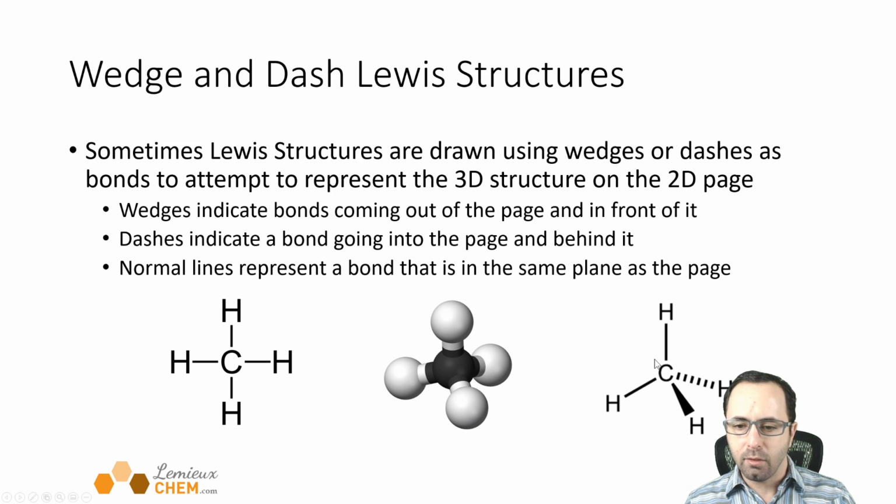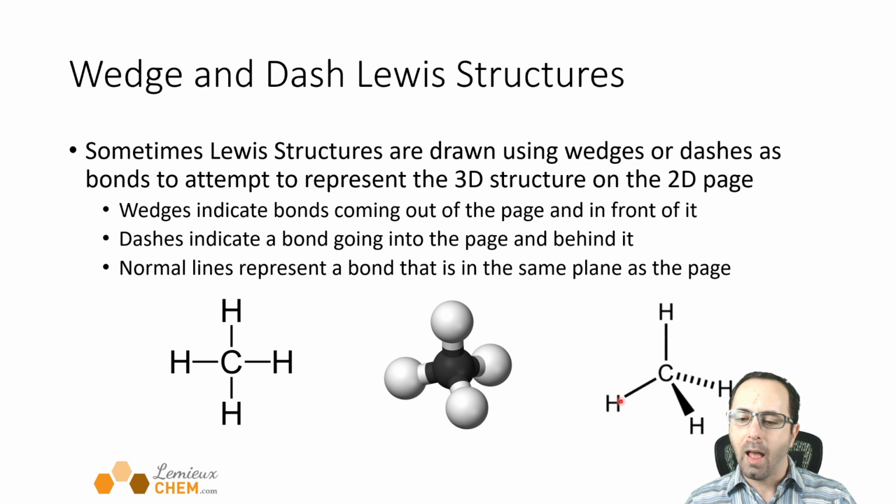So you'll notice that this structure has a wedge here for this hydrogen. That's representing this hydrogen right here, which in the three-dimensional structure would be popping out of the page towards you. This hydrogen here, its bond to the carbon is represented by a dashed line. The dashed lines are supposed to represent bonds that are going into the page, away from you, behind the page. So this hydrogen here is representing this hydrogen in the background right here.